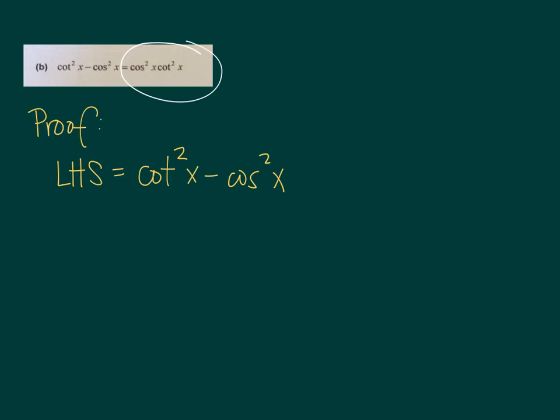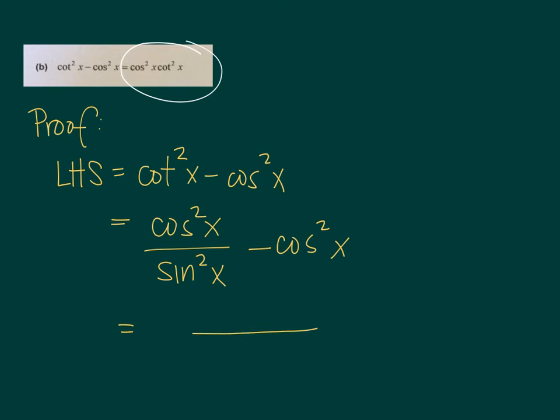So here I'm thinking of changing cotangent squared x into cosine squared x over sine squared x. Okay, so note cotangent is equivalent to cosine over sine, so the square of cotangent is equivalent to cosine squared x over sine squared x. And then we copy cosine squared x. Now I can combine this into a single fraction. So combining this, we have cosine squared x minus sine squared x times cosine squared x.